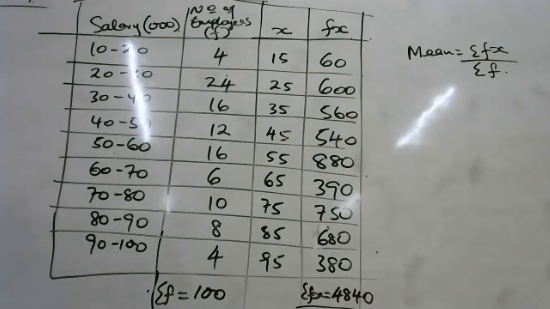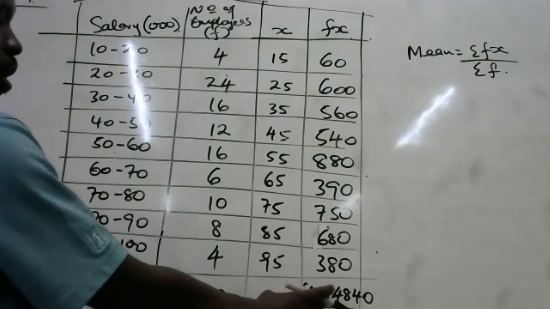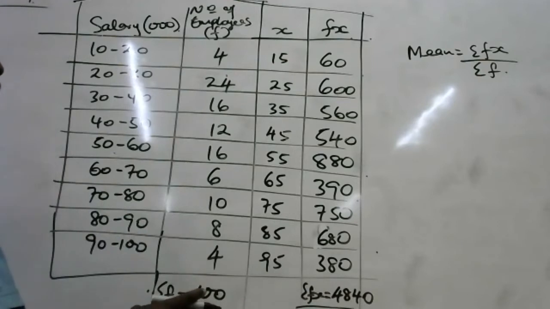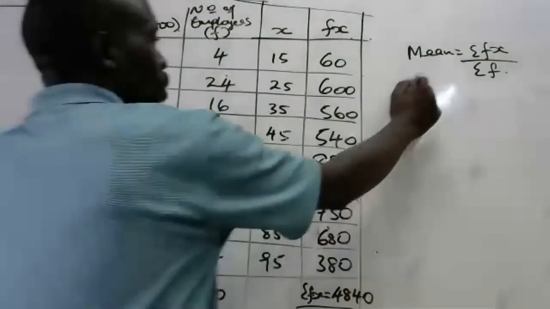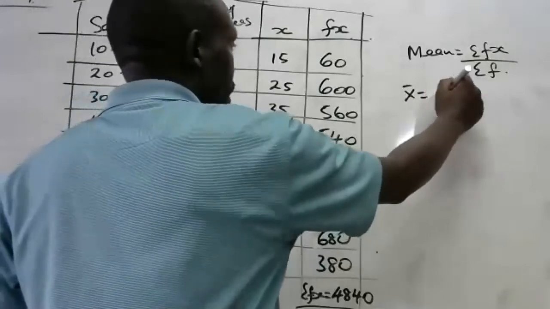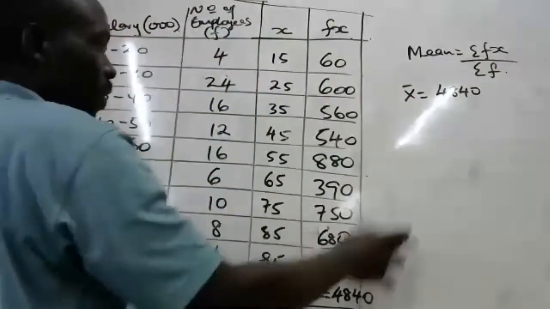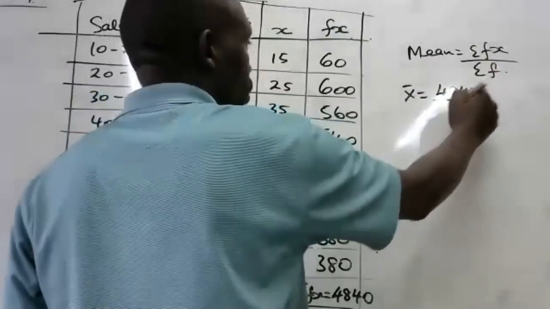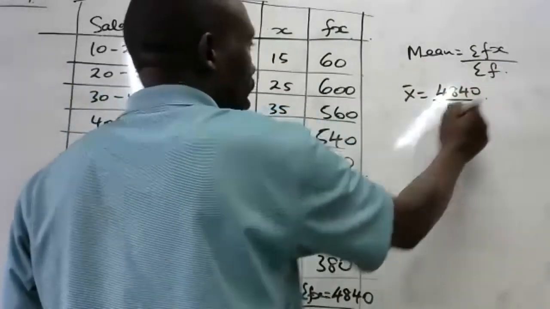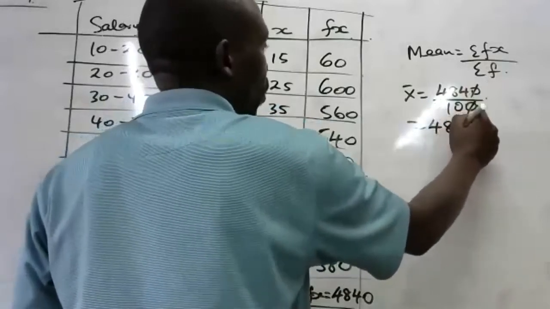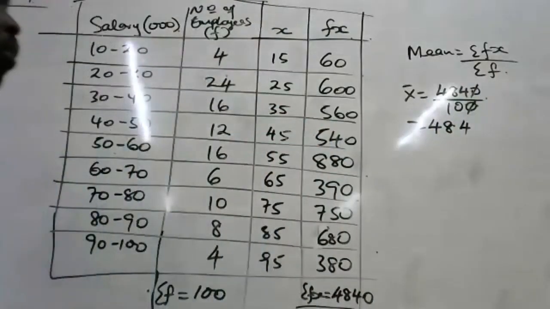After getting that, you have the value for the sum of fx as 4840 and the sum of f as 100. So our mean will be 4840, which is the sum of all the fx's, divided by the sum of all the f's, which is 100. You will realize this is 48.4. 48.4 is our mean salary.